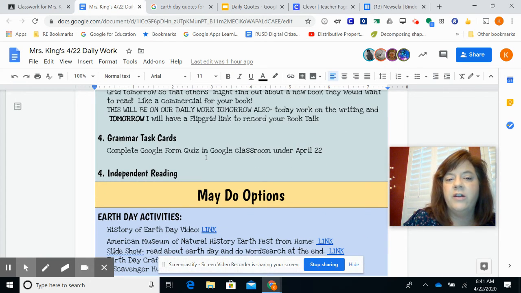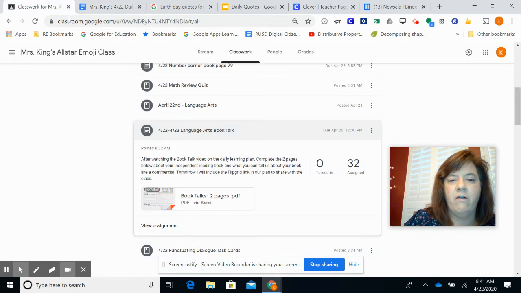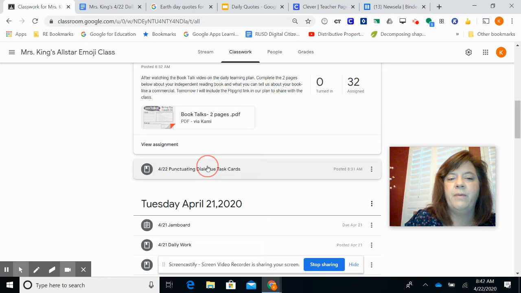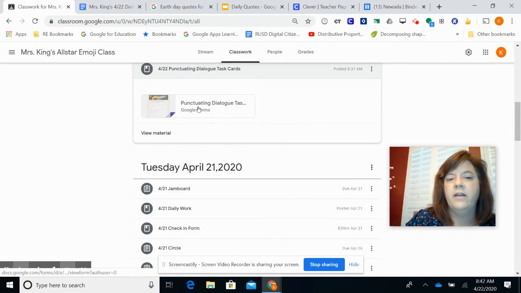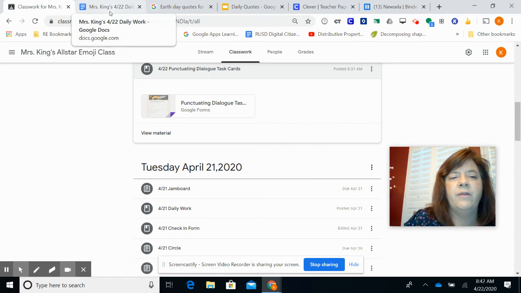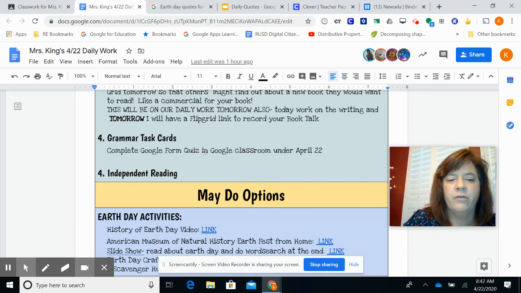Okay, grammar task cards. I condensed it to 10, and the task cards are right here. Punctuation. So punctuating dialogue. So you'll go in there and read those and let me know if any of them you feel are incorrect because we've had some issues with some of the Google quizzes.